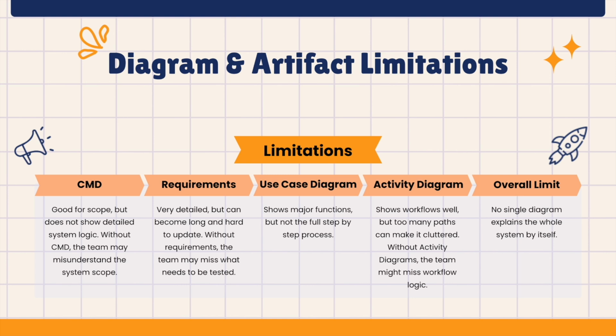And next, we have diagram and artifact limitations. Even though all of these diagrams are useful, each diagram will obviously have its own limitations. The context model diagram is good for showing scope, but it doesn't explain the detailed system logic. The requirements document is important, but it can become long and hard to update as the system grows. The use case diagram shows major functions, but it doesn't show every step in the process. And activity diagrams are helpful for workflows, but if there are too many paths, they can become cluttered.